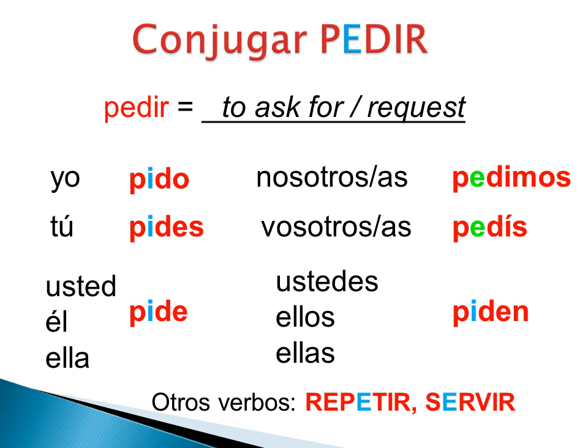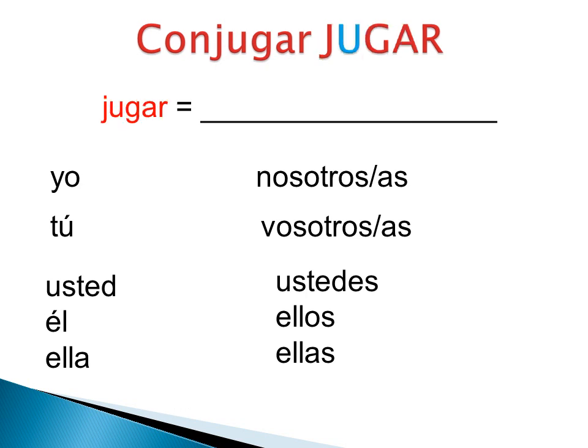Other verbs that follow this pattern are repetir and servir. With repetir, notice that second E in blue. When we have 2 vowels in the stem, in this case 2 E's in the stem, the change will occur in the E closest to the verb ending. Then we have servir, which is to serve.